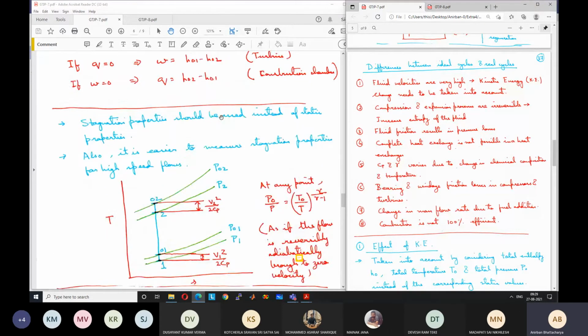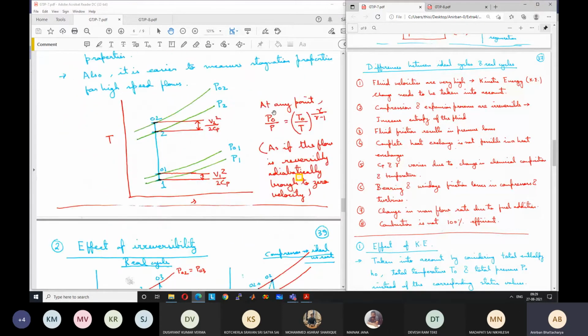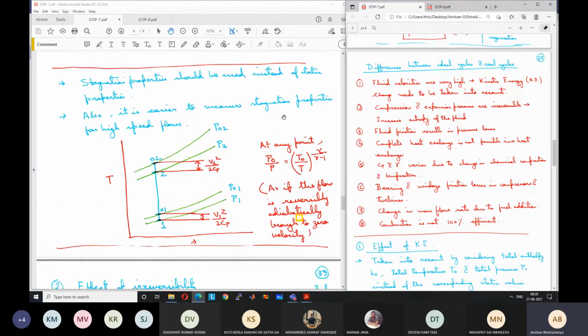The other property which we always encounter is the pressure. So pressure also can be calculated by using the isentropic relation for ideal gas, assuming that this is an ideal gas. So P0, the stagnation pressure, by P, static pressure, is equal to T0 by T to the power gamma by gamma minus 1. As if the flow is reversible adiabatically brought to zero velocity. This is how we have to take the changes in kinetic energy.